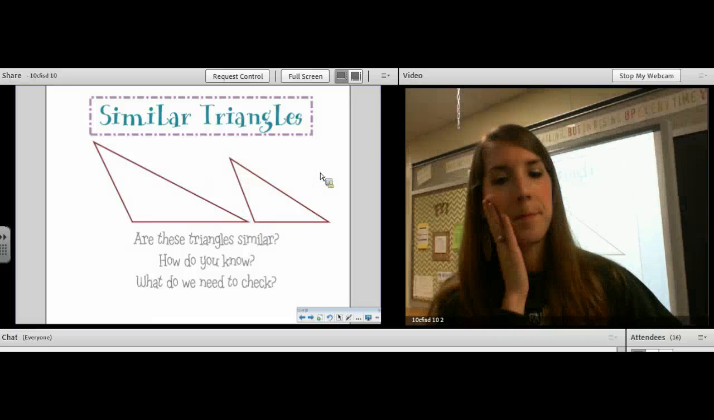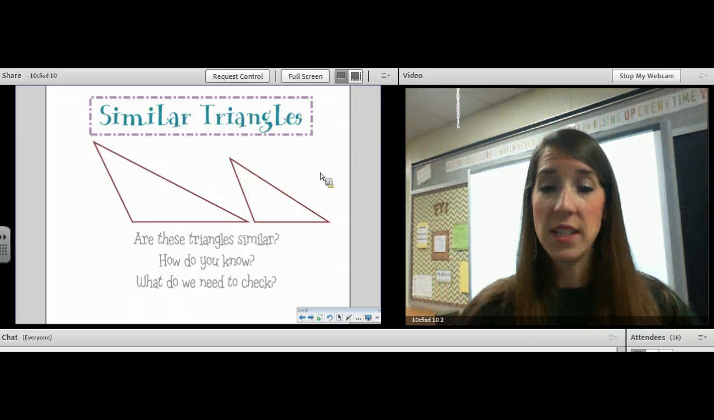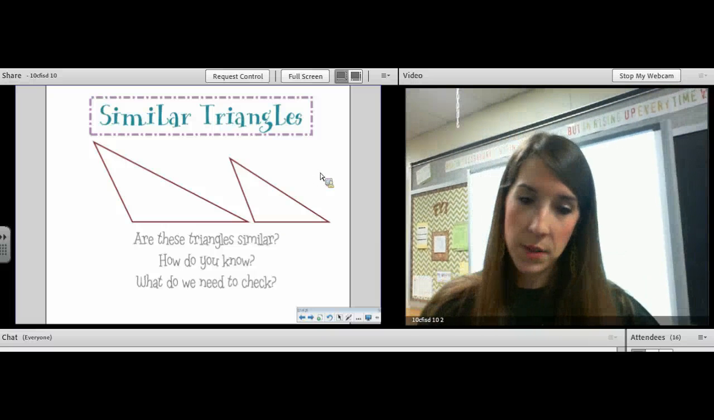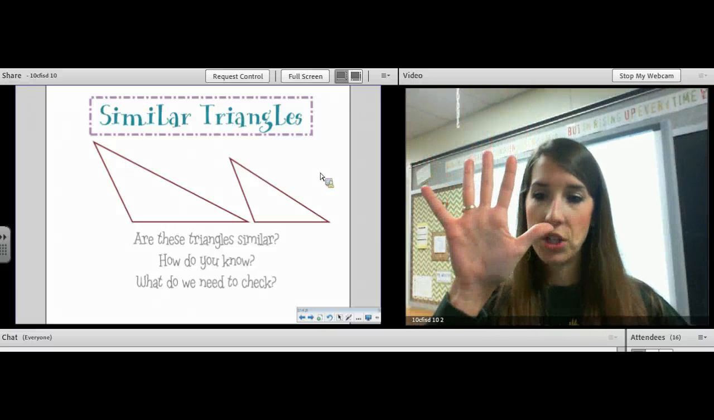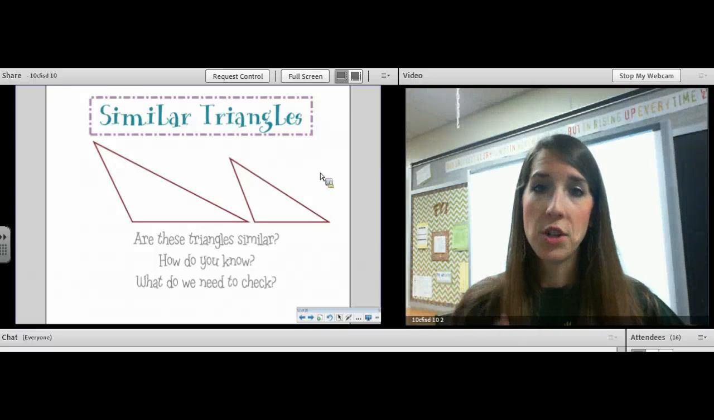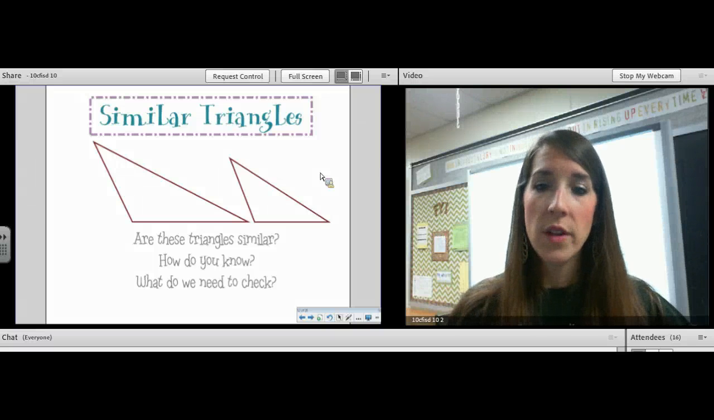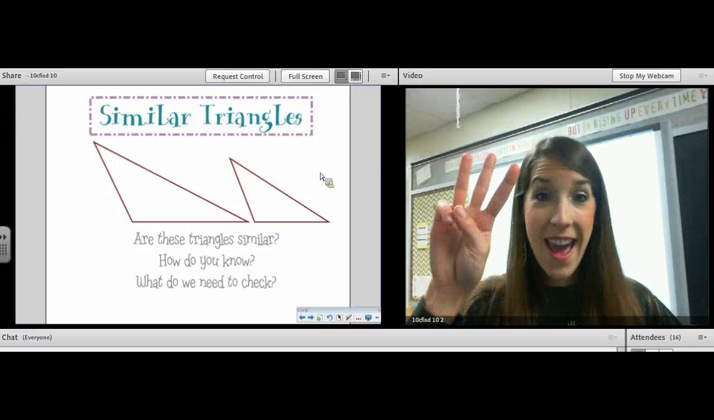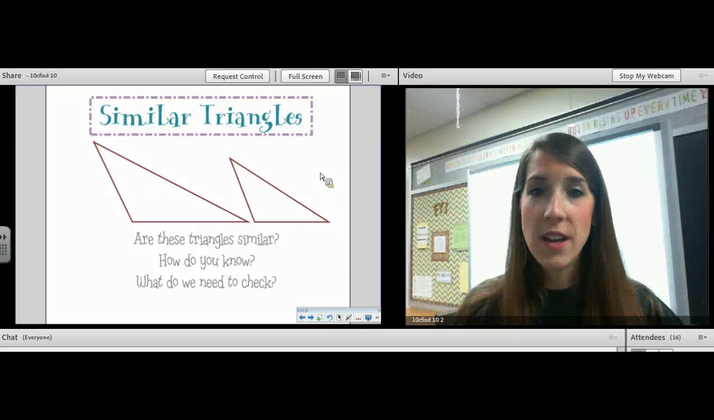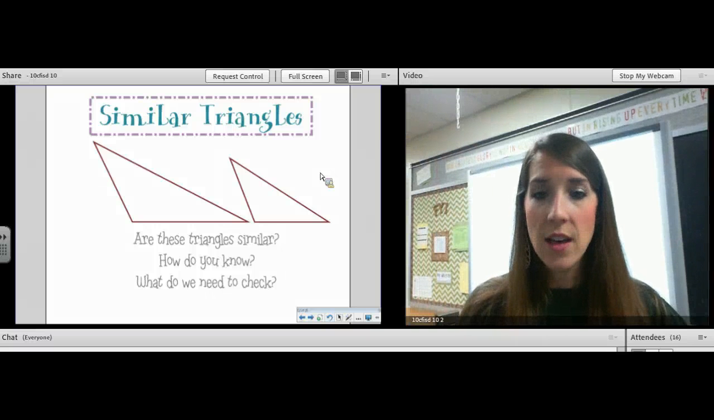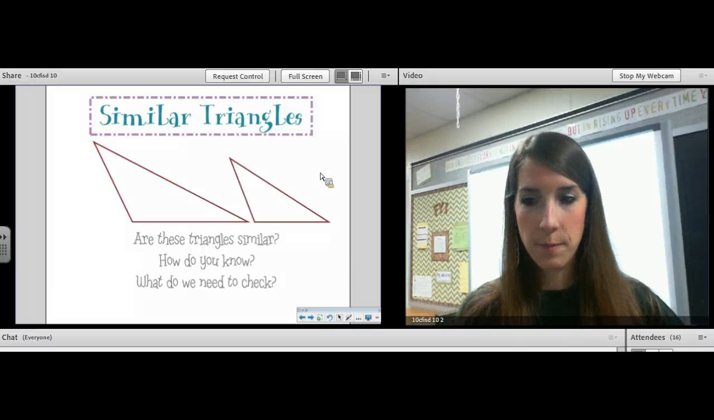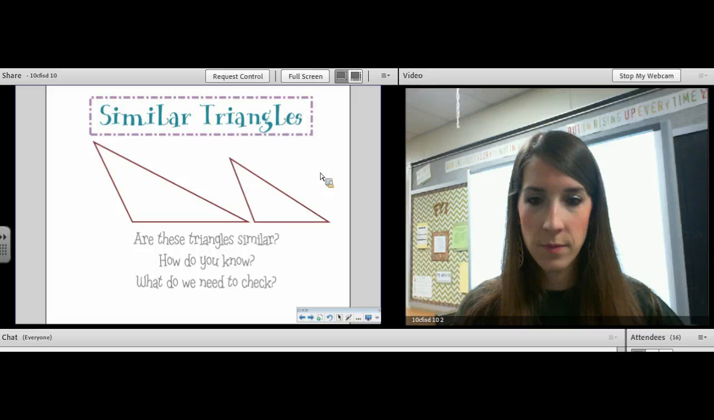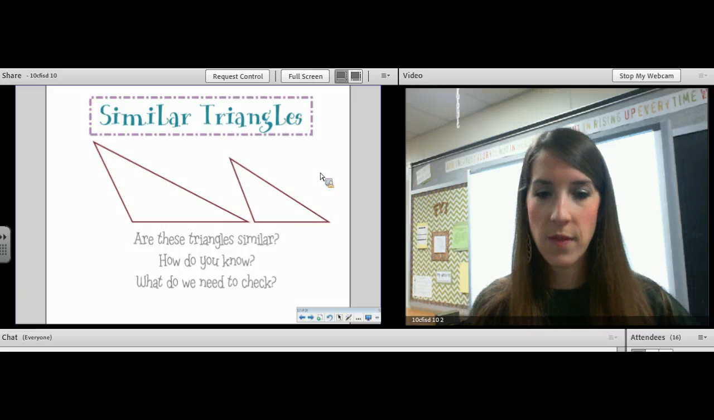So, I'm just going to cut to the chase. When we had congruent triangles, we had 5 different postulates that we could choose to prove our triangles guilty of being congruent. With similar triangles, we've got 3. Yay, we have less. 3 different postulates that we can check to see if our triangles are guilty of being similar. What's the symbol we use for similar? Very good.